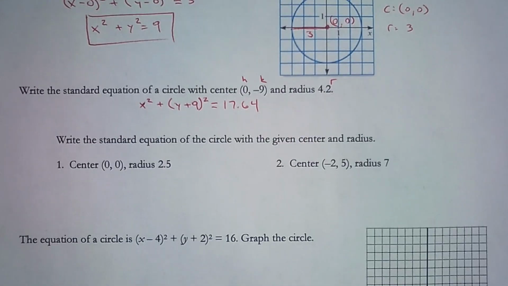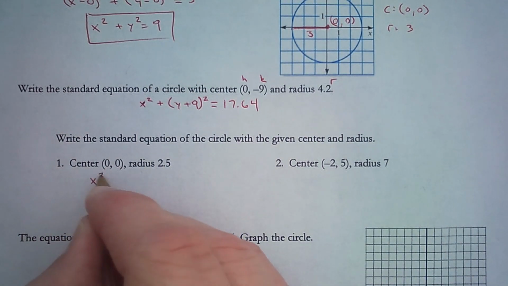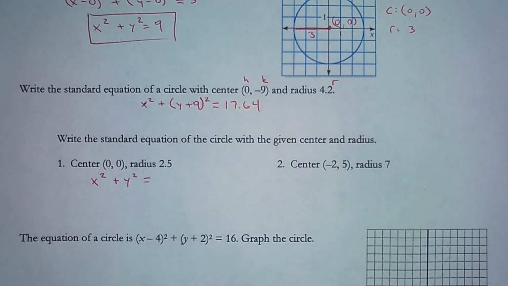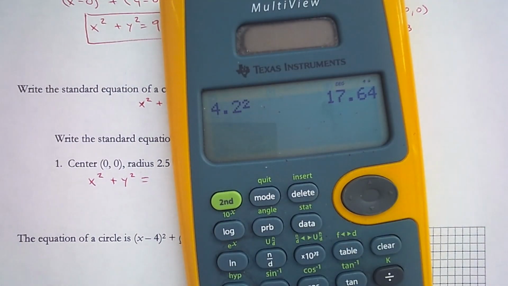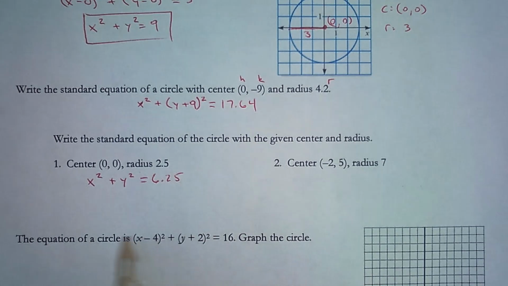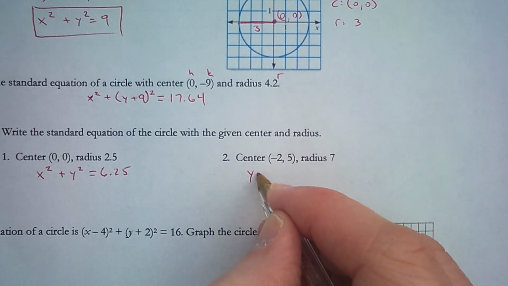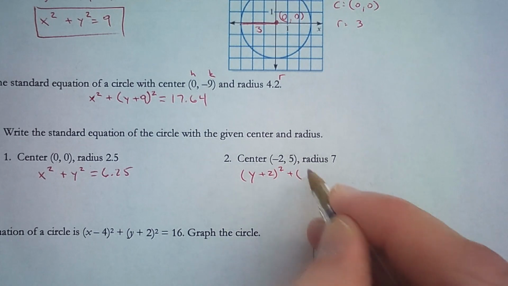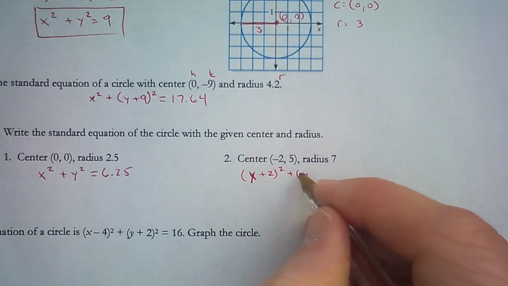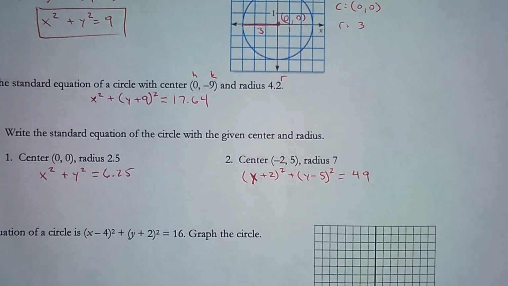Okay, so we have a couple more circles to write equations for. So we've got a center here of (0, 0), so that's x minus 0, which is x, squared. Y minus 0, which is y, squared, equals, and then 2.5 squared. 2.5 squared is 6.25. Okay, then here we have x minus negative 2, so that's x plus 2 squared, plus y minus 5 squared equals the radius squared. 7 squared is 49.